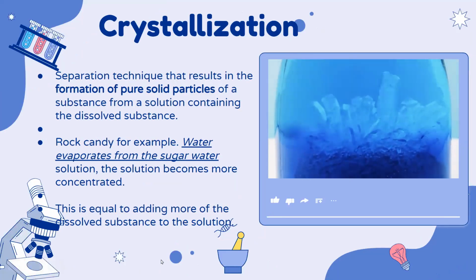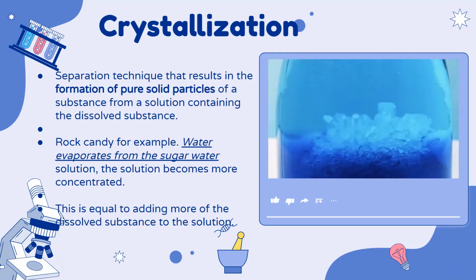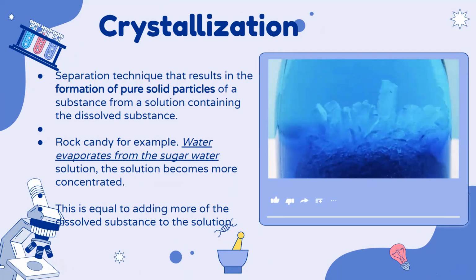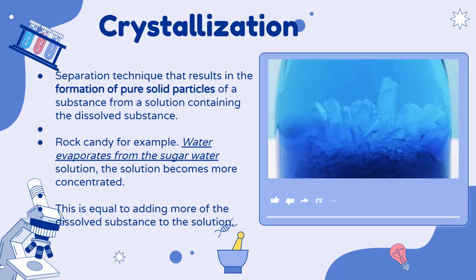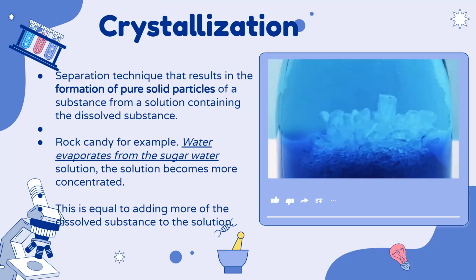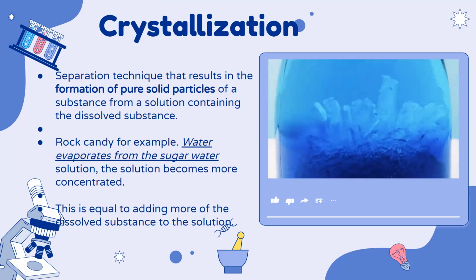Crystallization, from the word crystal, forms crystals, is basically a separation technique that results in the formation of pure solid particles, aka crystals, of a substance from a solution containing that dissolved substance. An example of this is rock candy. Basically, water evaporates from the sugar water solution, and the solution becomes more concentrated, and this is equal to adding more of the dissolved substance to the solution.